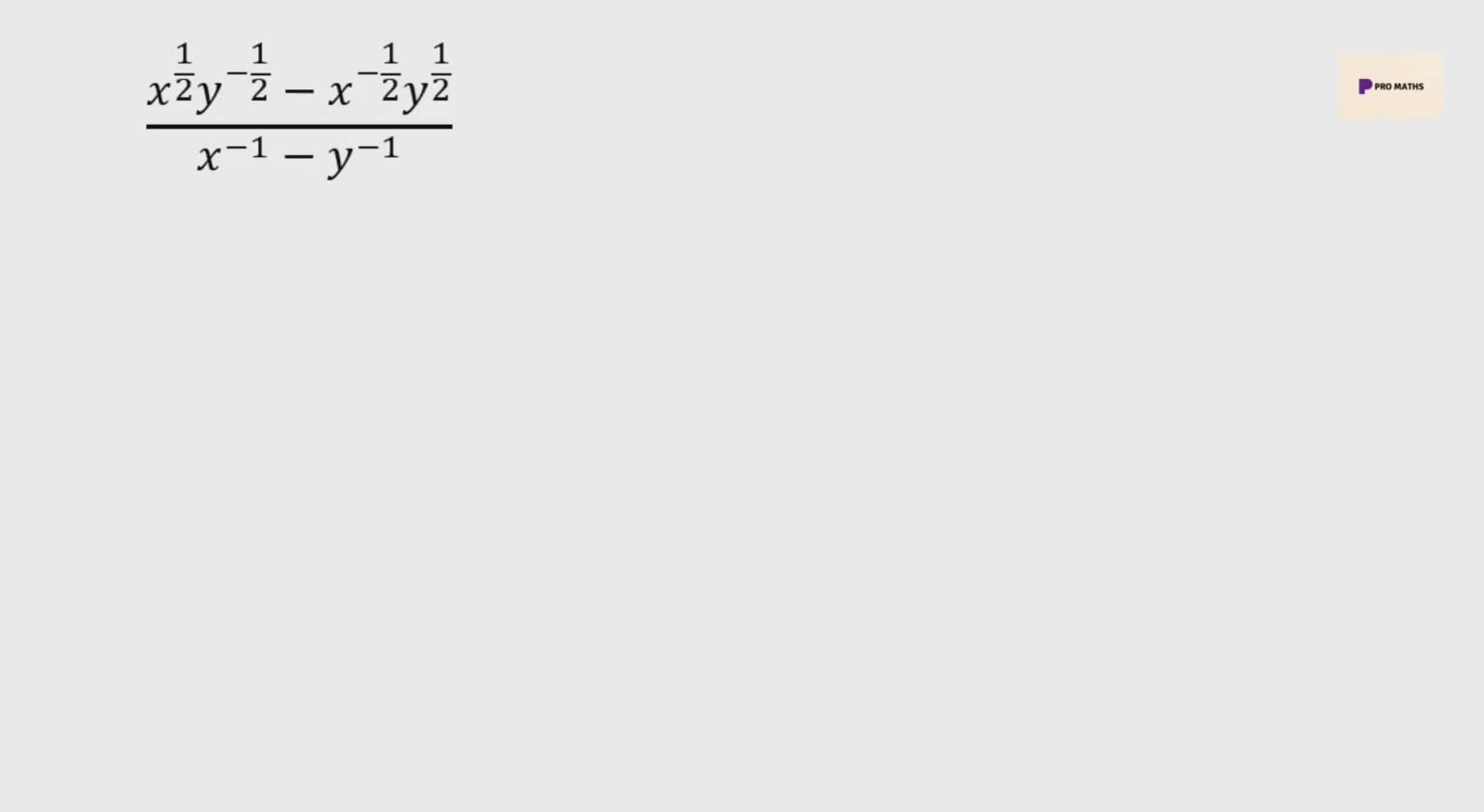So we can see that the numerator has two terms. Both terms have x and y in it. And keeping the denominator in mind, we're trying to get x to the negative 1 take y to the negative 1. So what common factor can we take out in order to get an x to the negative 1 or y to the negative 1? And the answer is, we can take out x to the half, y to the half.